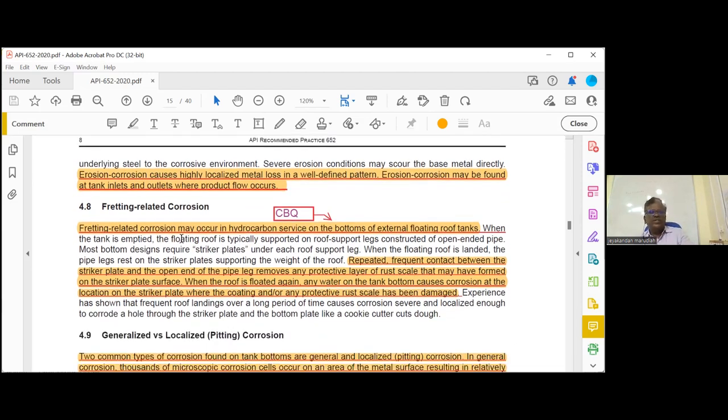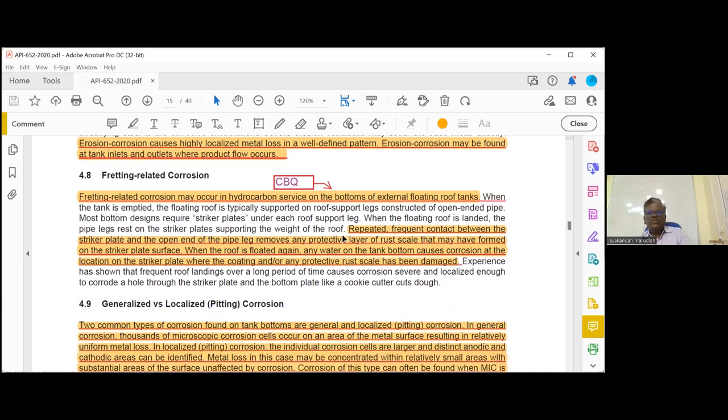Fretting, I already told you: fretting may occur in the hydrocarbon bottoms of external floating roof tanks. Then the fourth line: repeated frequent contact between the striker plate and the open end of the pipe leg removes any protective layer or rust scale that may be formed on the striker plate surface. When the roof is floated again, any water on the tank bottom causes corrosion at the location of the striker plate.